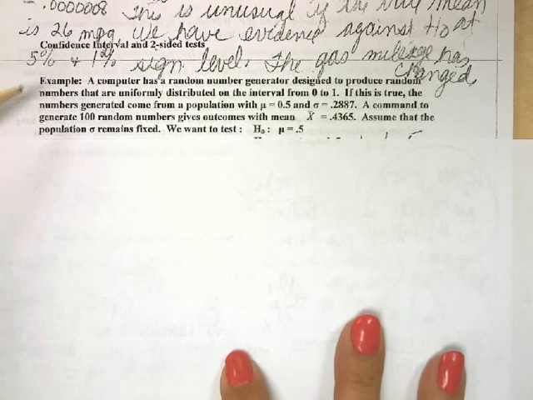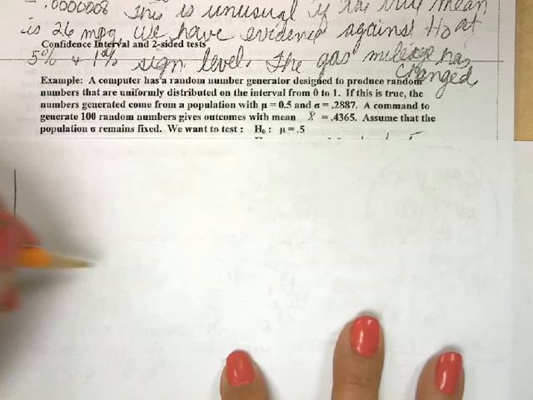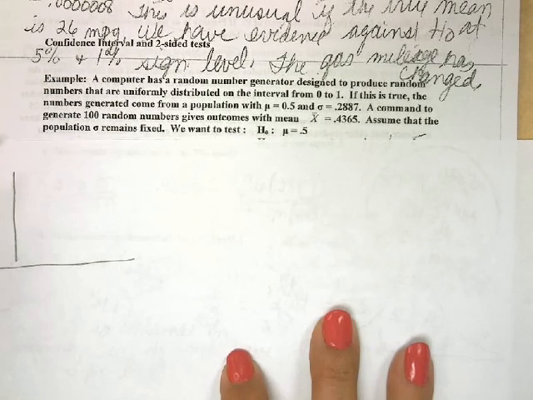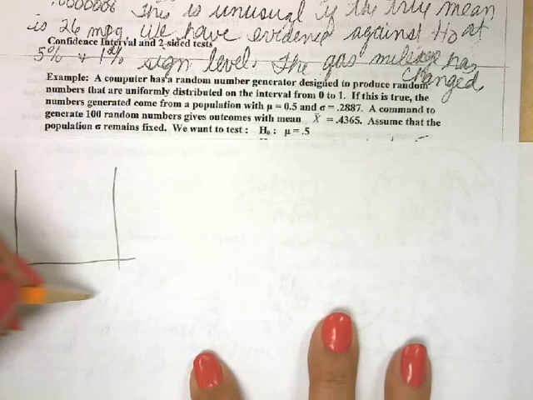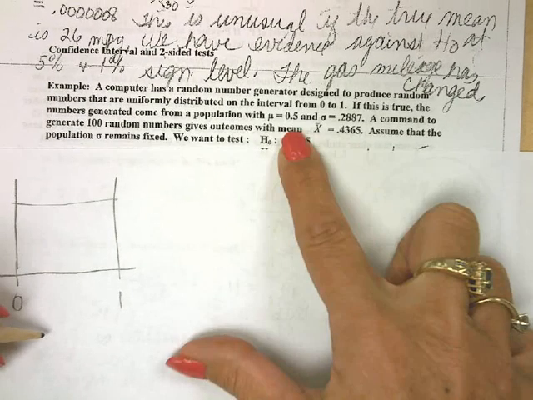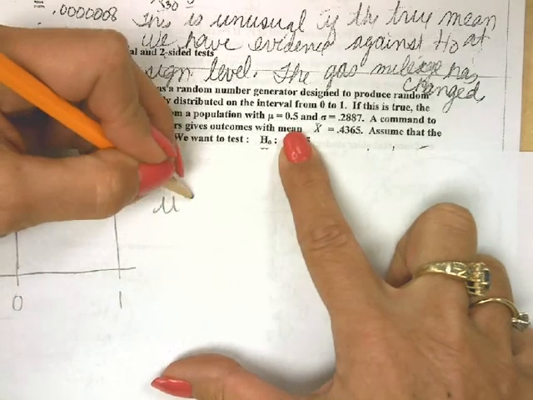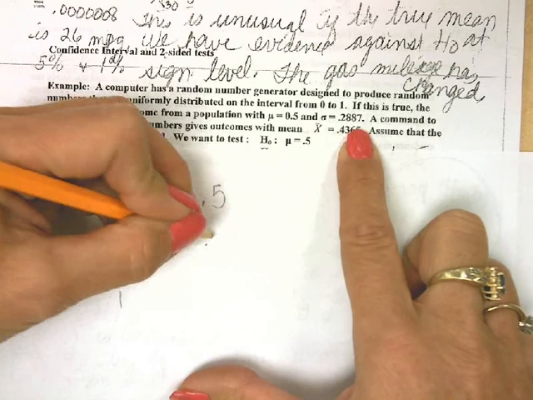A computer has a random number generator designed to produce random numbers that are uniformly distributed on an interval from 0 to 1. In other words, it's like our RAND button on our calculator. It spits out random values from 0 to 1, and our density curve would look like this with the area of 1. And this distribution has a mean of 0.5 and a standard deviation of 0.2887.